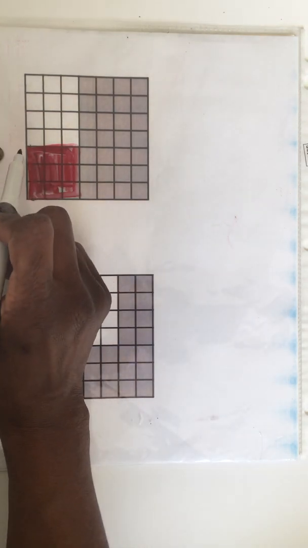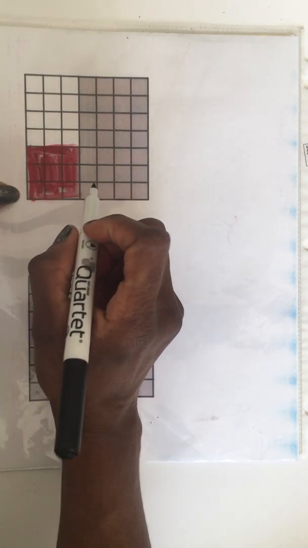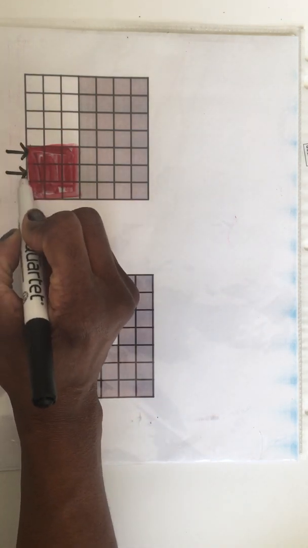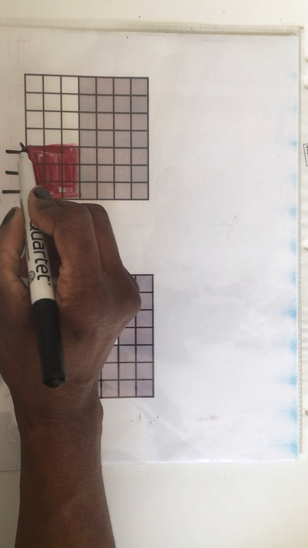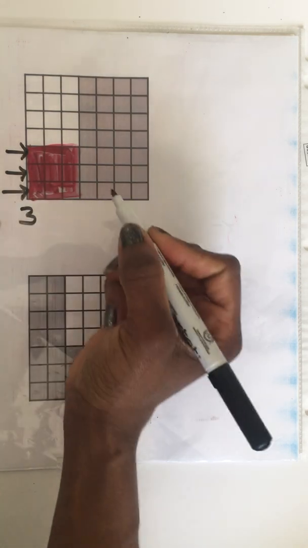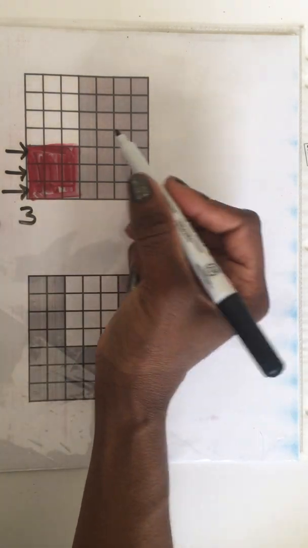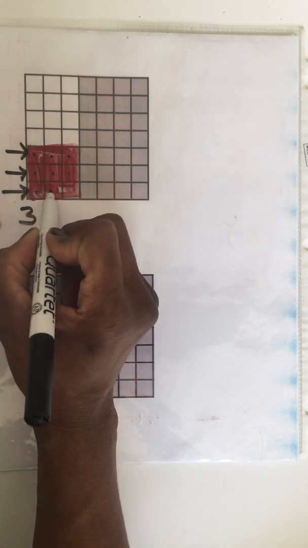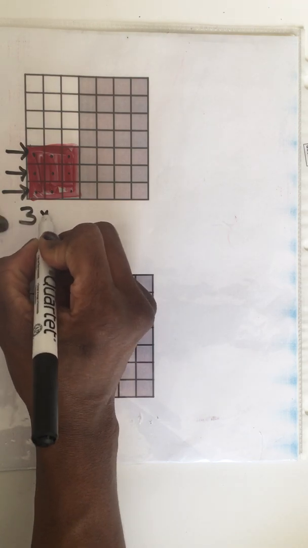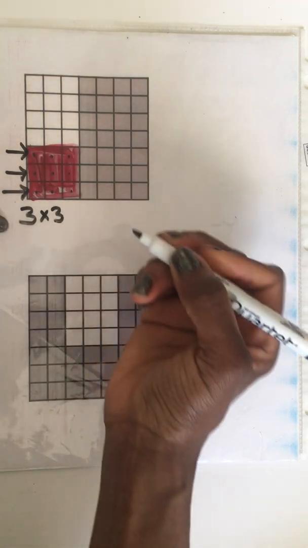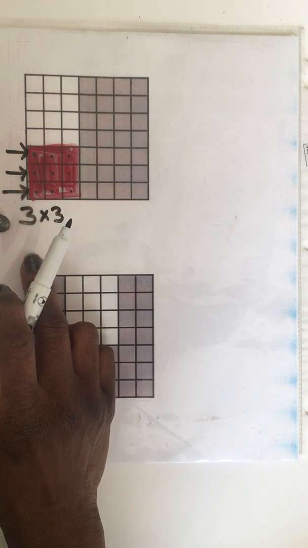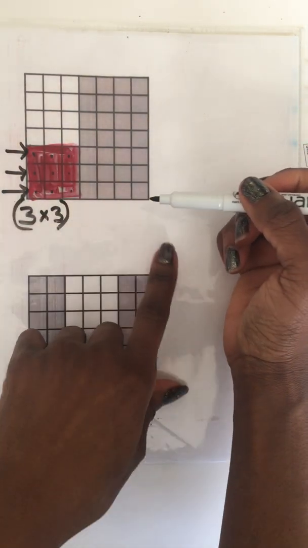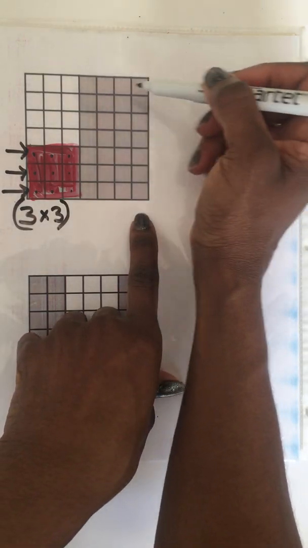All right, now as we know, when we find the area, we multiply its length times its width. I first count, how many rows do I have? 1, 2, and 3. I have 3 rows. How many square units are in each row? 1, 2, 3. I have 3 rows and 3 square units in each row. That makes up my first equation. 3 times 3.